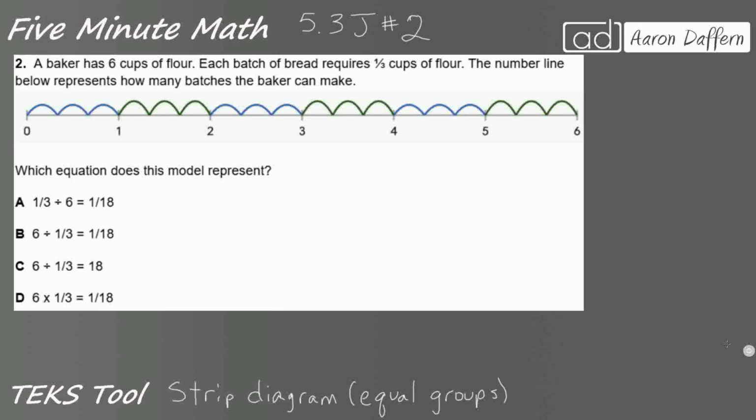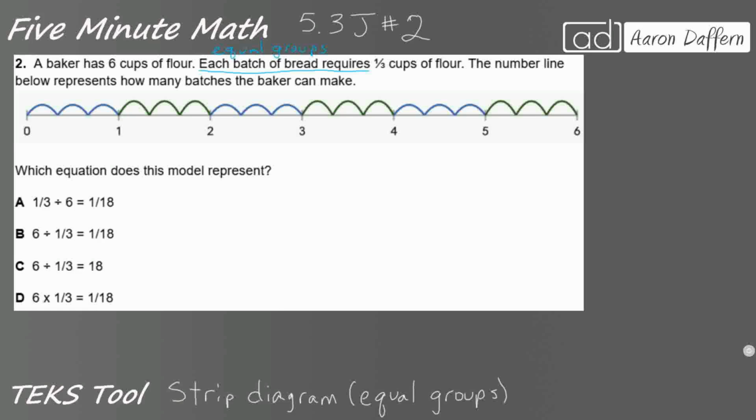So we've got a baker that has 6 cups of flour, and we're baking some bread. Each bread batch requires 1/3 cups of flour. We have a number line that represents this, but we should notice right as we're reading here, each batch of bread requires, and then it gives us an amount. This is our first clue that we're dealing with equal groups, because this is what we're looking for to begin with, an equal groups statement. Something that says that we're going to look at sets of groups that each have the same amount.